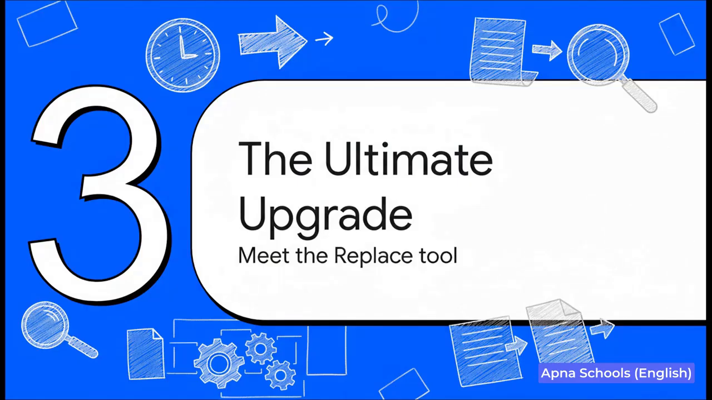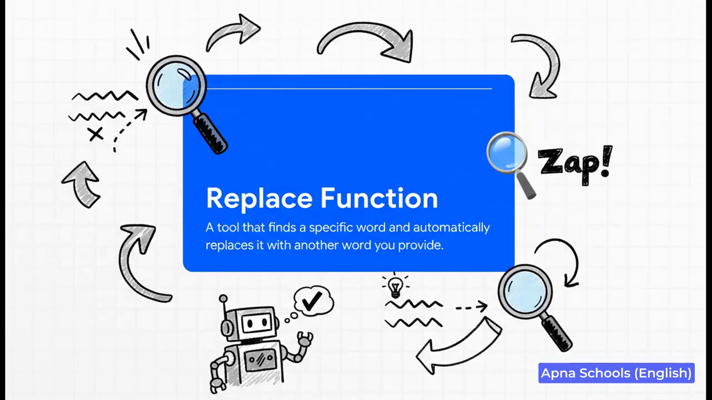Now, finding the word is awesome, but it's really only half the battle. So now let's talk about the ultimate upgrade, the replace function. This is where the real magic happens. This is where we go from saving minutes to saving hours. So what's it do? It's simple. It takes that word you were just looking for and lets you automatically swap it out with a brand new word that you type in.